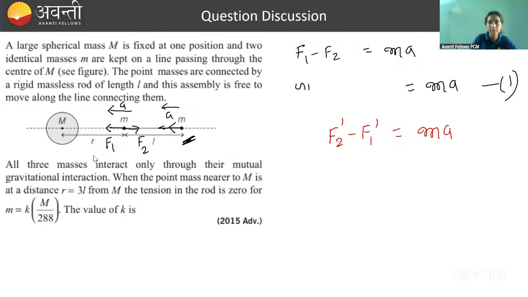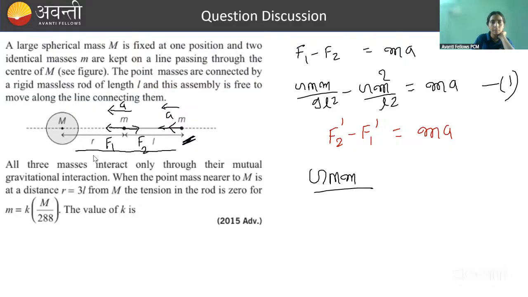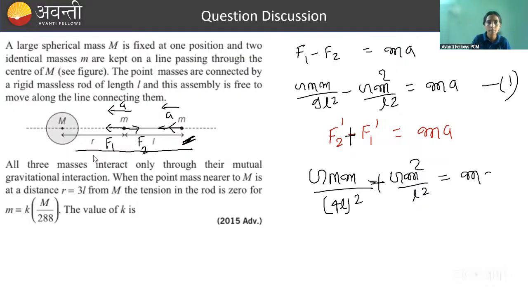So what I should write, GMm by 9L square minus GM square by L square is equal to this. Now write F2 dash minus F1 dash. GMm by this distance will become how much, 3L plus L. So that is 4L का square. माइनस नहीं होगा, दोनों ही फोर्स सेम डायरेक्शन में है, प्लस कर दो आप. प्लस क्या लिखोगे, GM square by L का square, and this is equal to how much, ma.